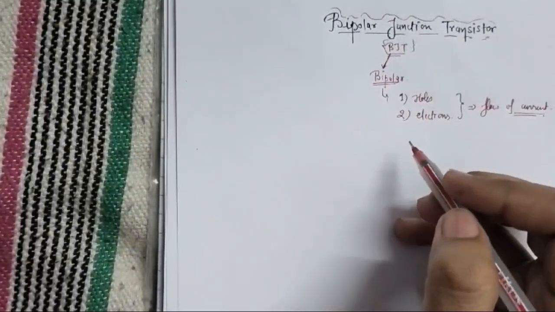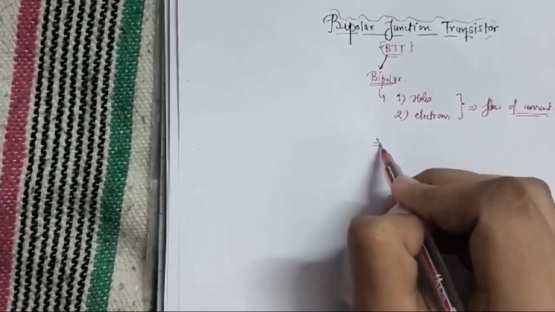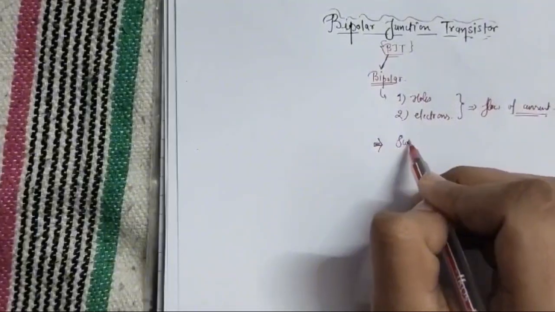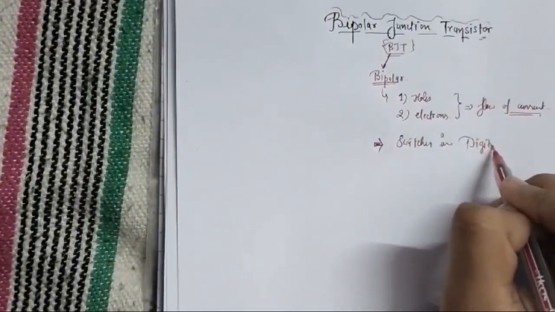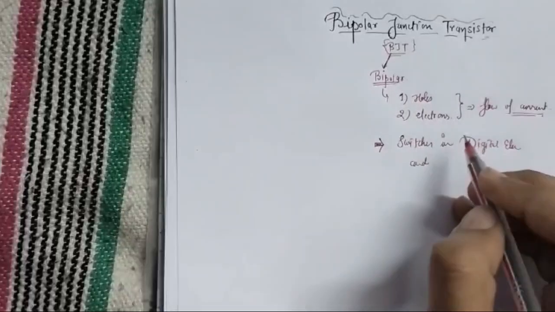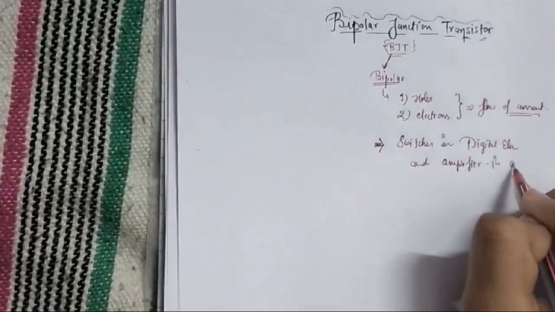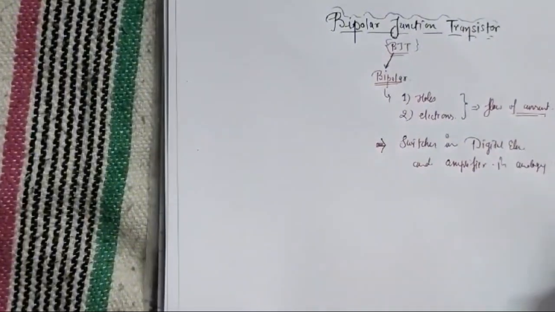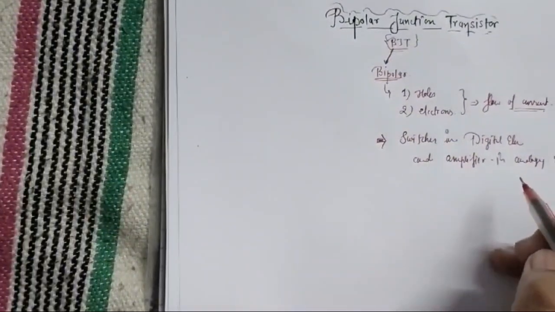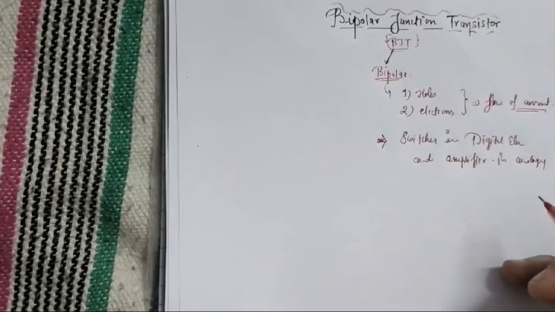Now we will know what is the need of this bipolar junction transistor. There is a need because it can act as a switch in digital electronics and amplifiers in analog electronics. We can get the control of the flow of current in our hands by using this transistor.